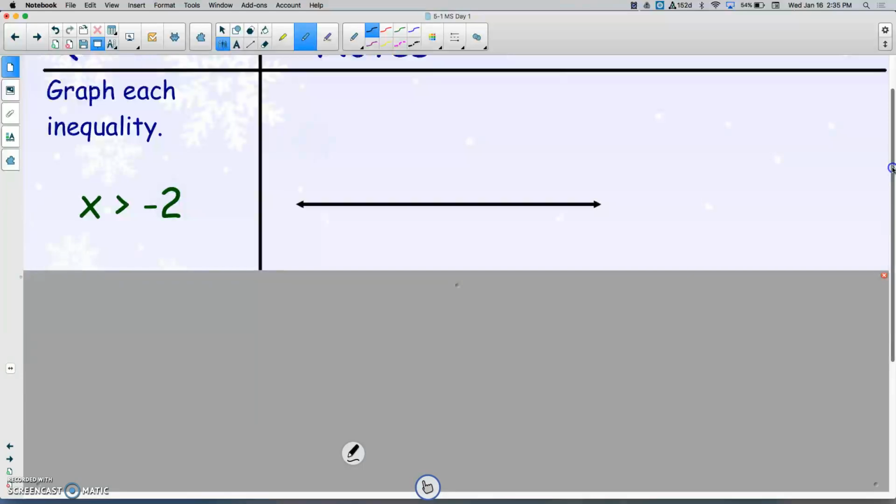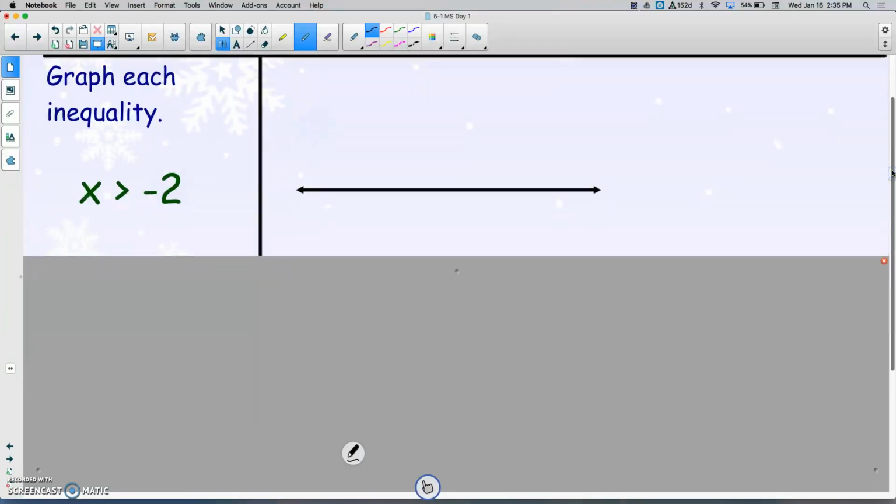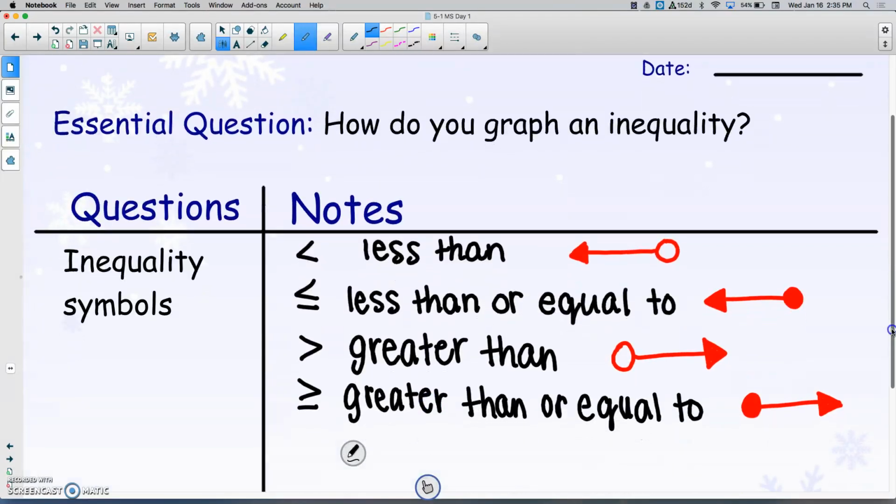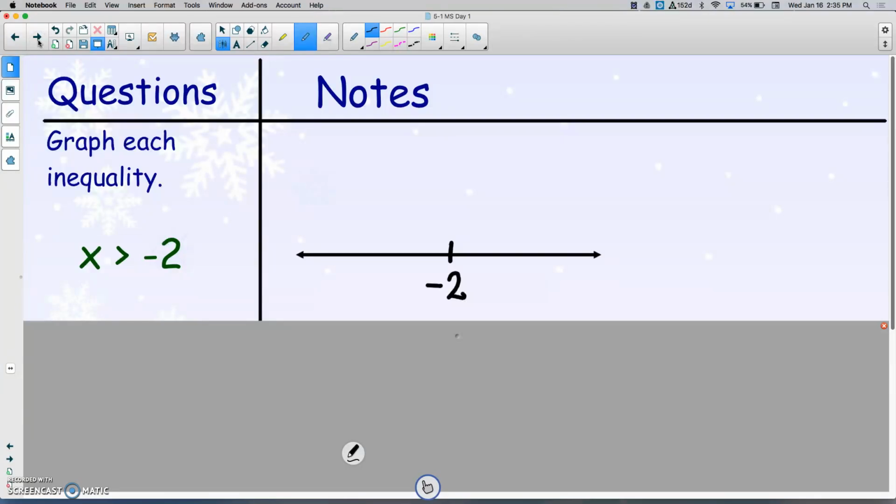Graphing inequalities. So graph each inequality. We have a blank number line drawn, and our inequality says x is greater than -2. So I need the number -2 on my number line. And then looking back at those shortcuts that I gave you with the arrays, greater than is an open circle to the right, like this.